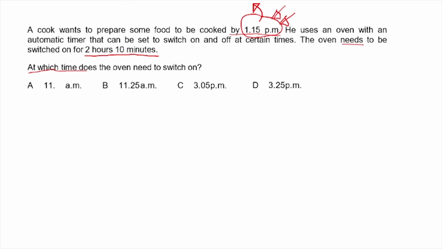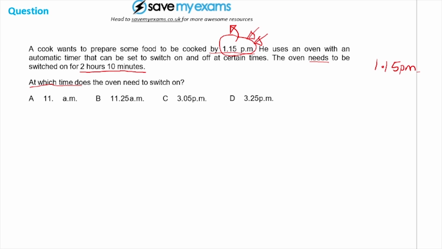Now, if you realize this time is 13:15, converting this to 24-hour clock is going to be 15 hours. So we convert that to 24-hour clock, then we subtract the time the oven is supposed to be on, and we see at what time it lands. The question says that the oven needs to be switched on for 2 hours and 10 minutes. So if by this time the food is supposed to be ready, let's count backwards 2 hours and 10 minutes. So in the 24-hour clock system, we are going to subtract the 2 hours and 10 minutes, remember this is hours and this is minutes.